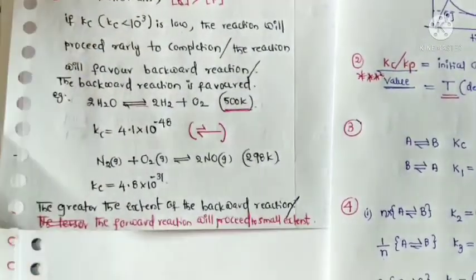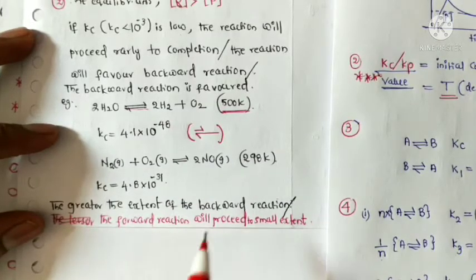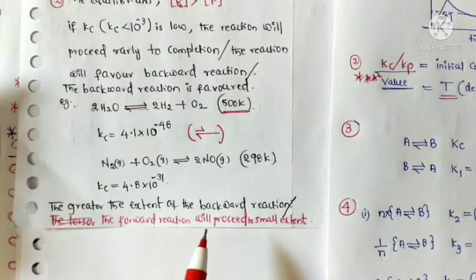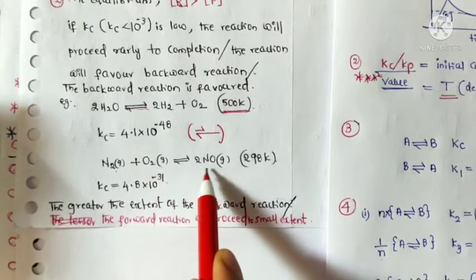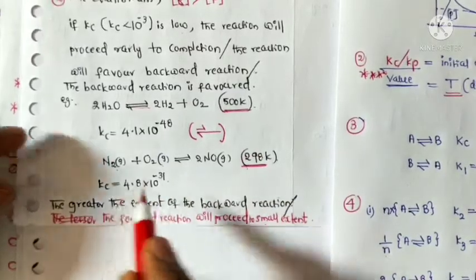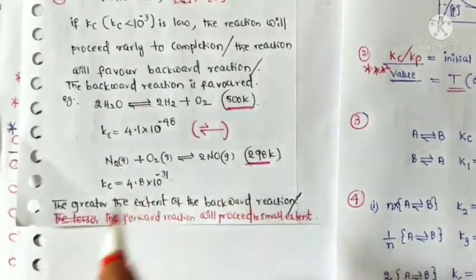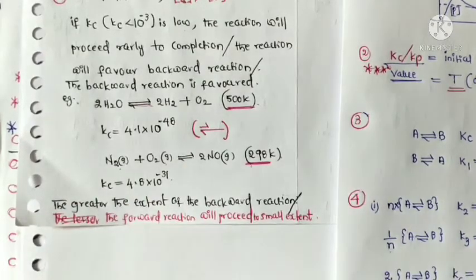The forward reaction will proceed to a small extent. Nitrogen is reacted with oxygen to form nitrogen monoxide at a given temperature of 298 Kelvin. Here also the Kc value is very small. If the Kc value is small, that indicates the reaction will proceed rarely, or the backward reaction is favored, or the forward reaction will proceed to a small extent. So we can express it in a number of ways.